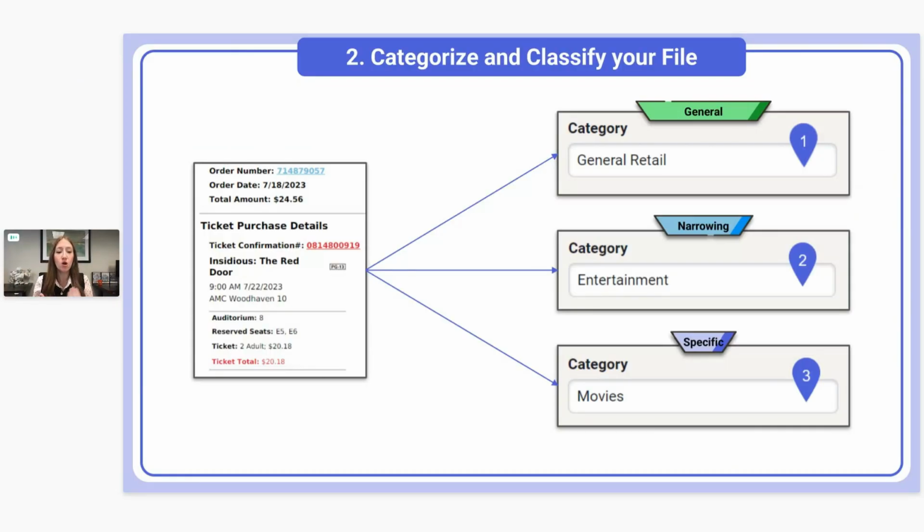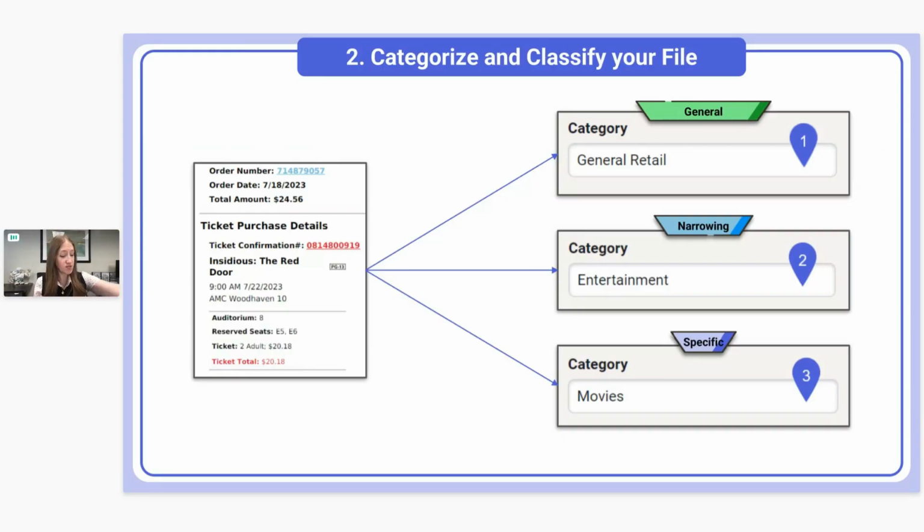So, if I were to get a little bit more specific with this categorization, I can update the category from general retail to a level two category as entertainment. And now, when I run a report including this receipt, my entertainment receipts will be separated from my general retail receipts, providing me with more information about where I'm actually spending my money.